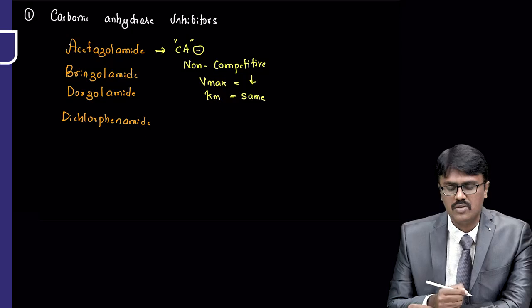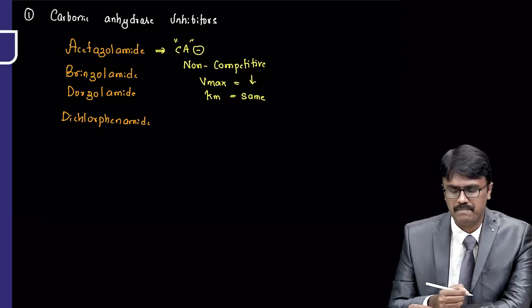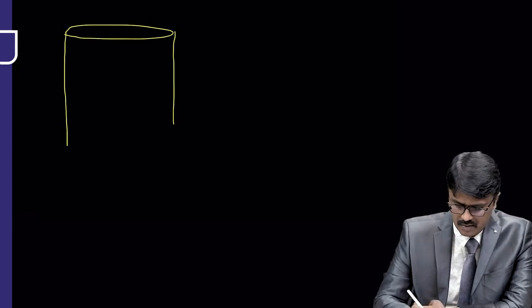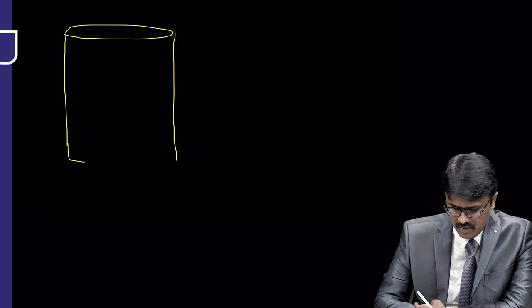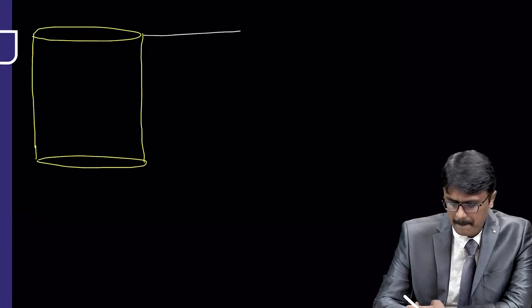The major action is to inhibit carbonic anhydrase. Now let me go in detail and explain to you what is the mechanism of action, how these carbonic anhydrase inhibitors work. Now this is the proximal convoluted tubule. This is the proximal convoluted tubule. So this is the lumen, and this is the cell nearby.